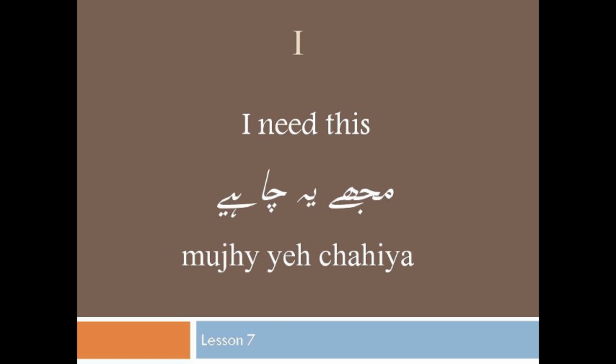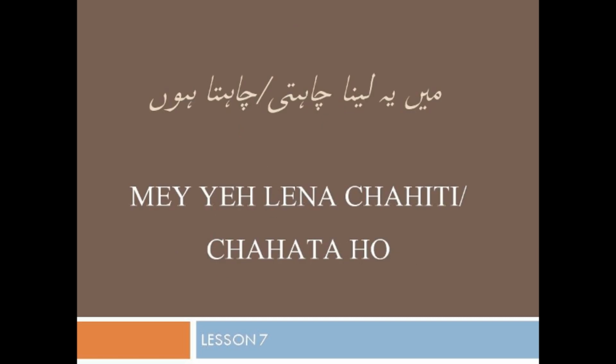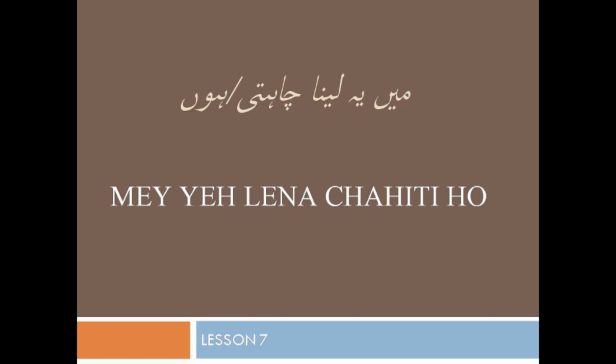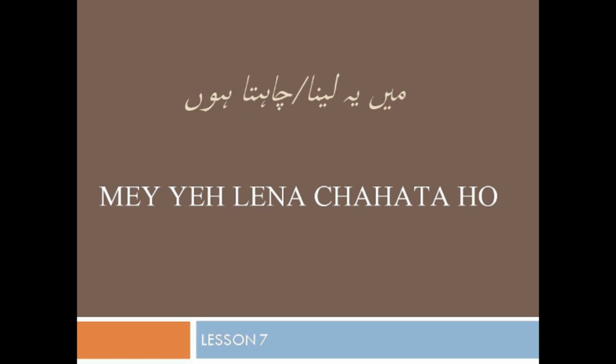For saying I need this in a different way in which you use मैं, you will say मैं ये लेना चाहती हूँ या चाहता हूँ. If you are a girl, you will say मैं ये लेना चाहती हूँ, and if you are a boy, you will say मैं ये लेना चाहता हूँ. So you see these two different ways of saying I in Urdu.